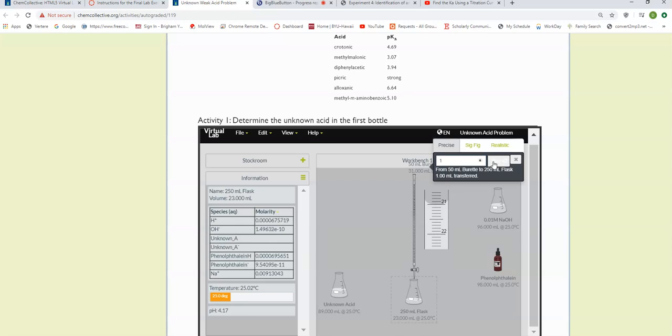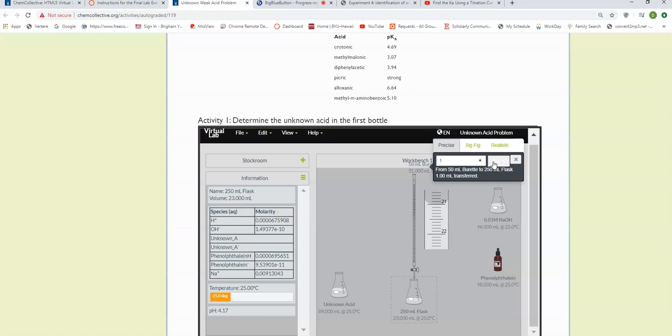3.94. Oh, but the volume. The endpoint is 20.7, right? Yes. So it's not diphenylacetic acid either, because we're already at 21. Is that true, Samantha? Is that what you had as well? Yes. Okay. So it's not methylmalonic.